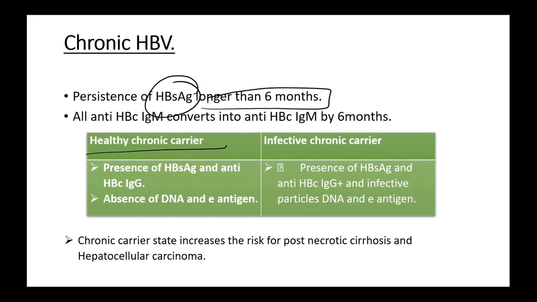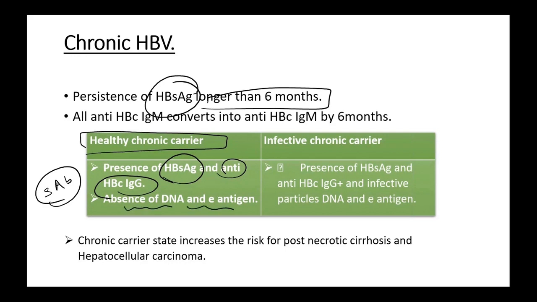Healthy chronic carrier. So healthy chronic carriers have positive surface antigen and anti-hepatitis B core IgG will be positive. So surface antigen will be there, which indicates infection, but they also have anti-hepatitis B core IgG positive. They do not have surface antibody. So in a healthy chronic carrier, the DNA will be absent and E antigen, which indicates infectivity, will also be absent.